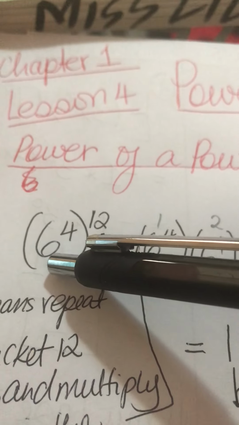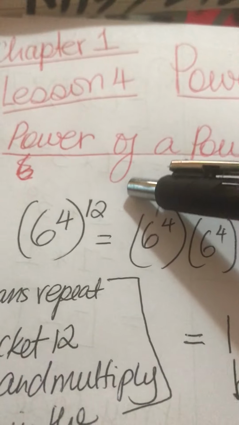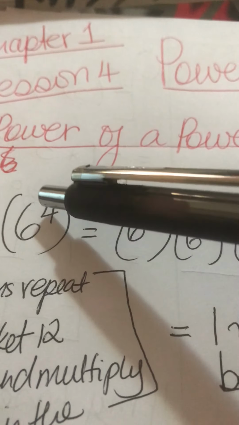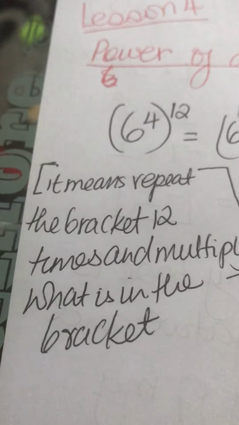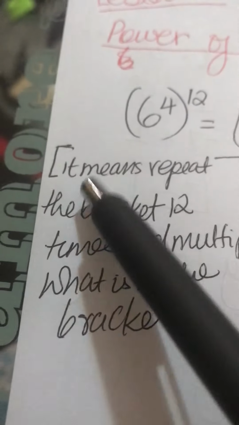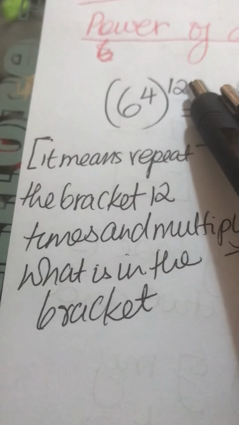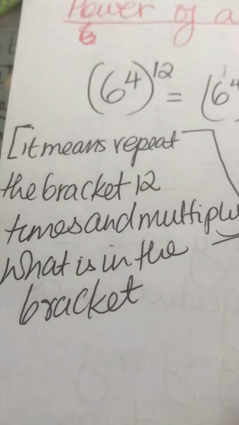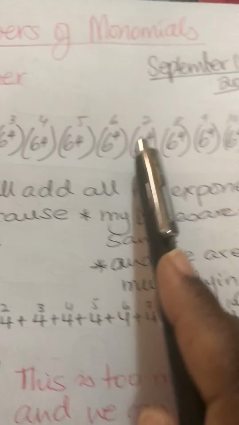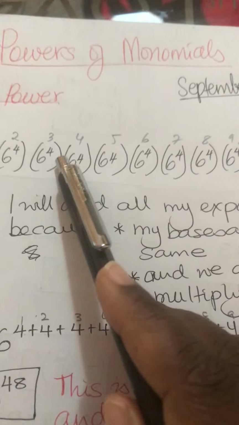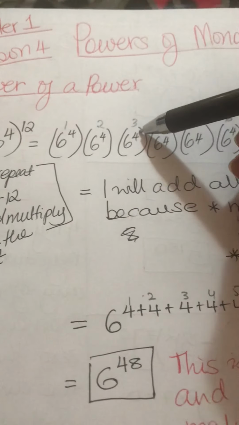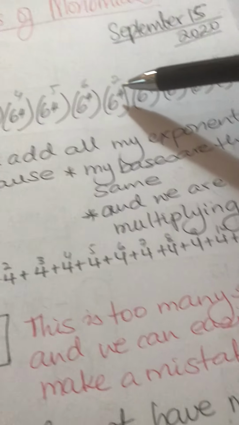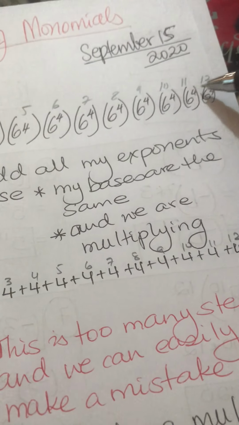So we have the first power, which is 6 to the 4th power, and then it is also raised to the 12th power, meaning everything inside this bracket has to be raised to the 12th power, okay? So that's what it means. It means repeat the bracket 12 times. So whatever is in the bracket is going to be written 12 times, which I did over here. Do you see that? I wrote 6 to the 4th power, 12 of them, okay? And I counted to confirm. So 1, 2, 3, 4, 5, 6, 7, 8, 9, 10, 11, 12.